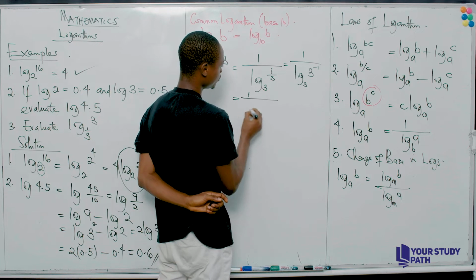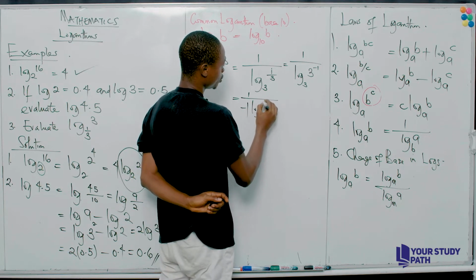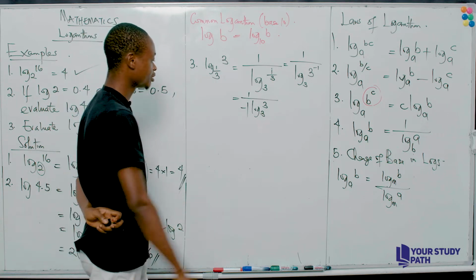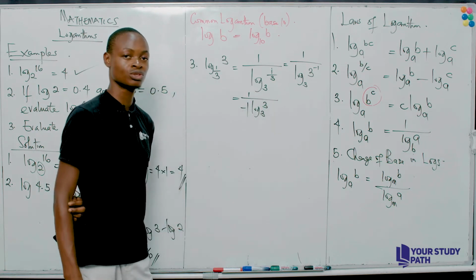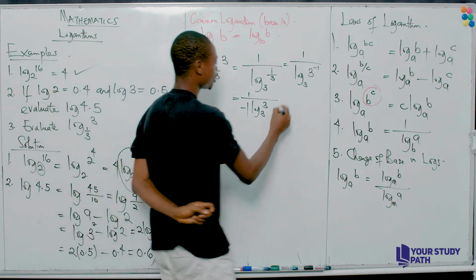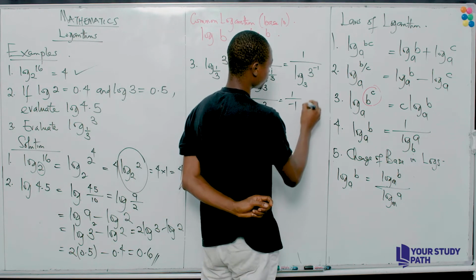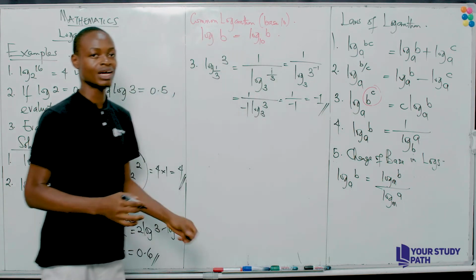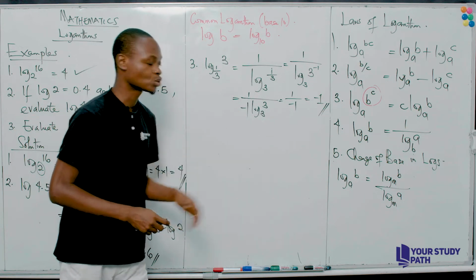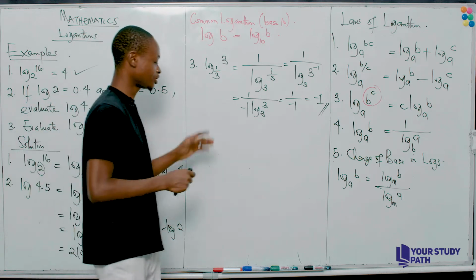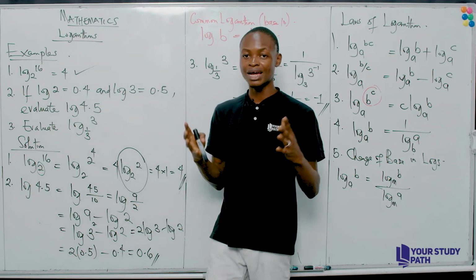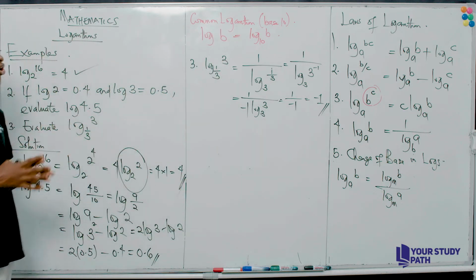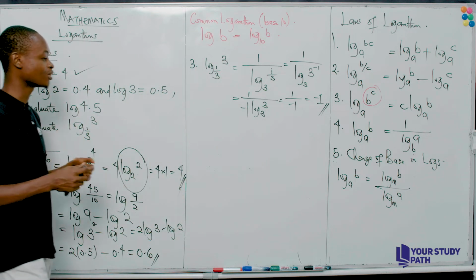I have this as 1 divided by minus 1 log 3 to base 3. And what does this mean? You have the number and the base the same, so the log gives you 1. So it means that you have 1 divided by minus 1 as your result, which of course means that log 3 base 1 over 3 gives you minus 1. Simple and short. So you see that at this point, all we have been using to solve these questions are the laws of logarithms. This is how important they are.